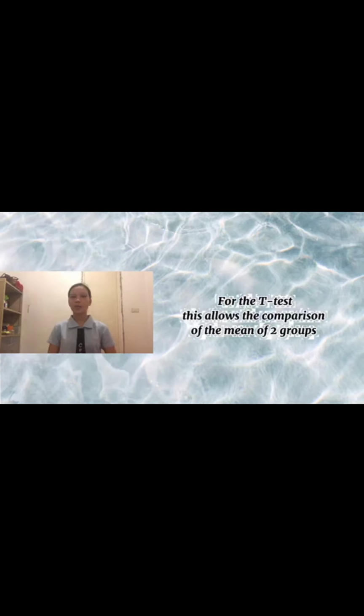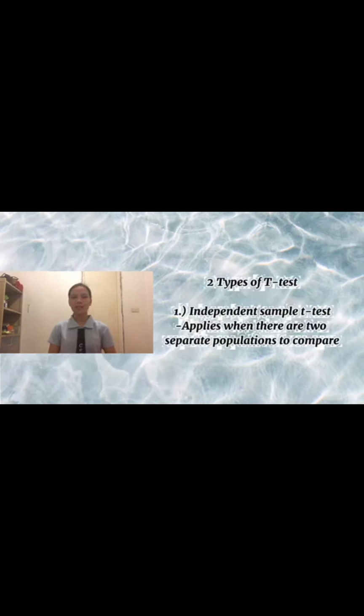For the t-test, this allows the comparison of the mean of two groups. If you are comparing two groups, you will use t-test. There are two types of t-test. First, independent sample t-test applies when there are two separate populations to compare. For example, I will get the pre-test result of the experimental group and compare it to the post-test result of the controlled group. So I use two variables in a separate population. If I want to see whether there is a significant difference or not, I will use independent sample t-test.